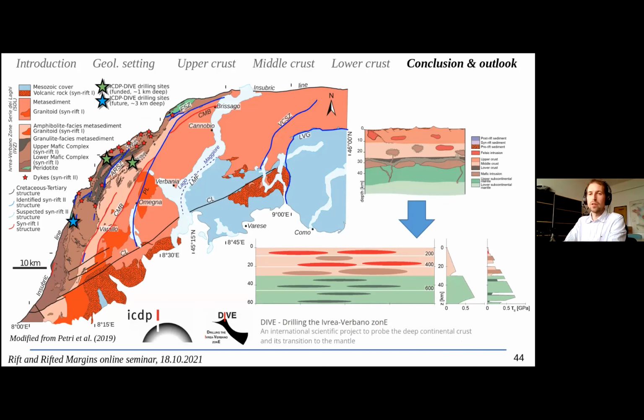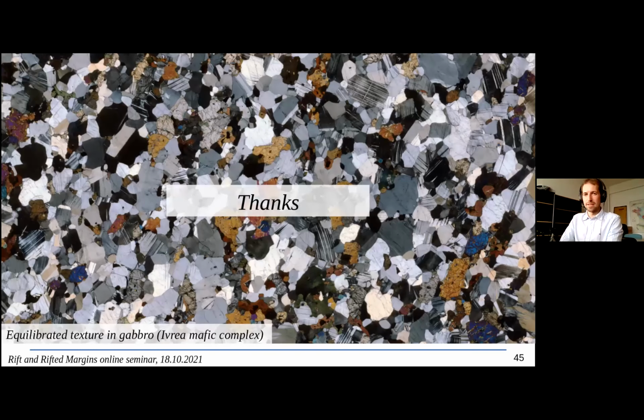And this is one of the aspects that will be covered by an ICDP project we have in the Southern Alps, the DIVE project, that will go on next year probably. And that was probably the only message I wanted to tell today.